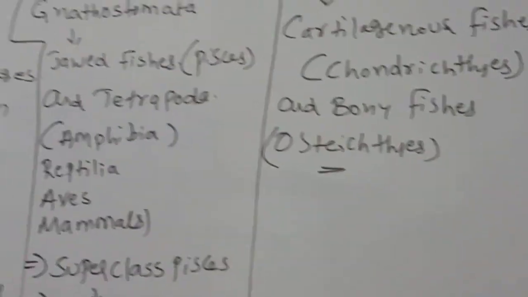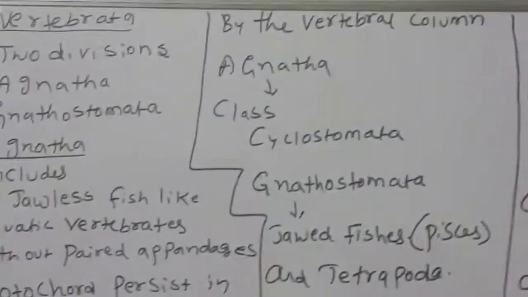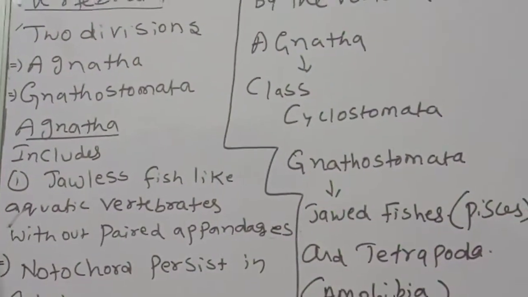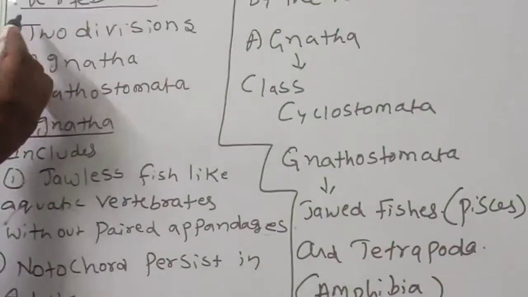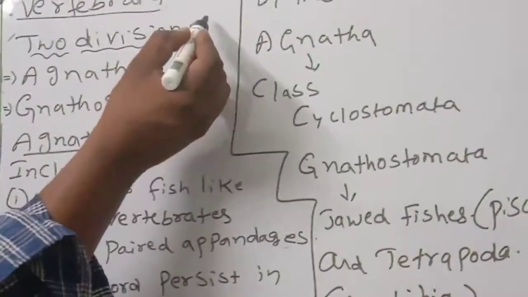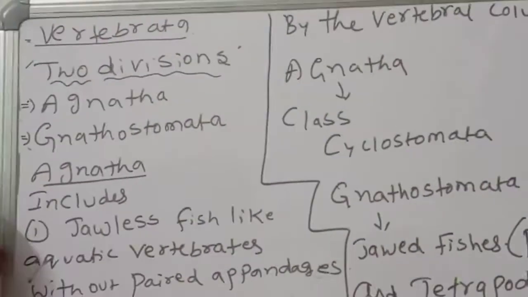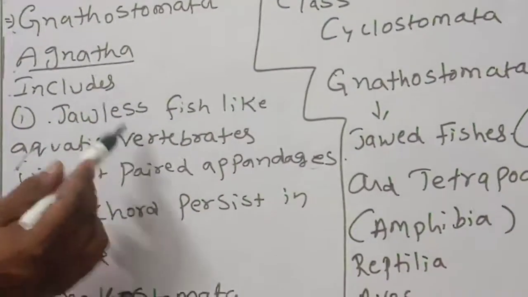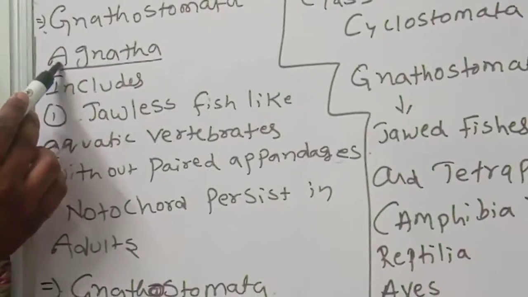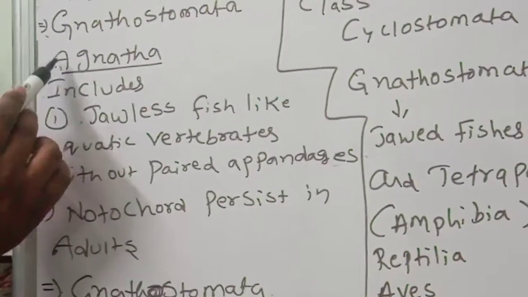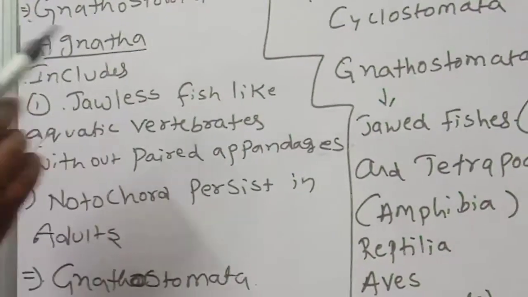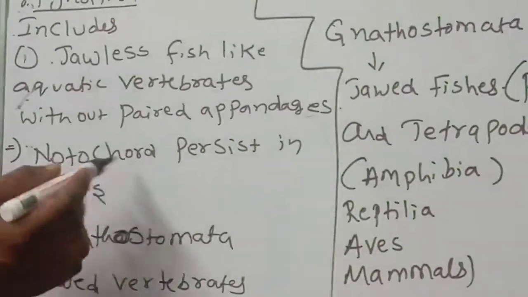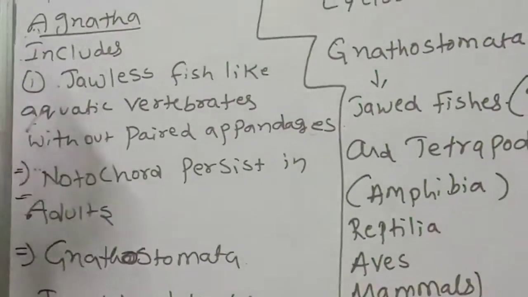Okay, children, observe very carefully. We are going to discuss Vertebrata. Already some points we discussed in the last class; some more points we are going to discuss. The Vertebrata divide into two divisions: number one, Agnatha; next, Gnathostomata. Agnatha includes jawless fish-like aquatic vertebrates. In the name itself the answer is there. What is the meaning of Agnatha? Jaw is absent. Jawless fish-like aquatic vertebrates without paired appendages, no appendages at all. The notochord persists in adults also. The notochord is present in the Agnatha.